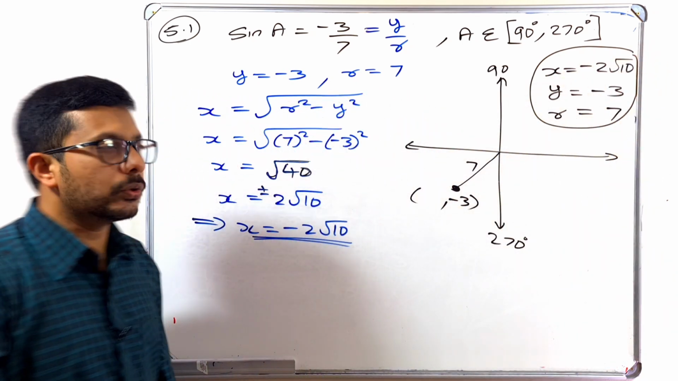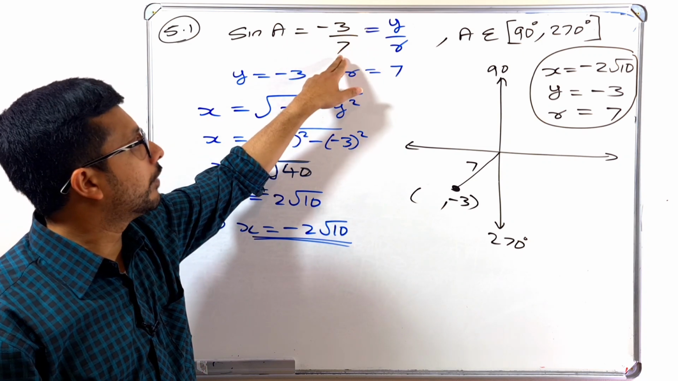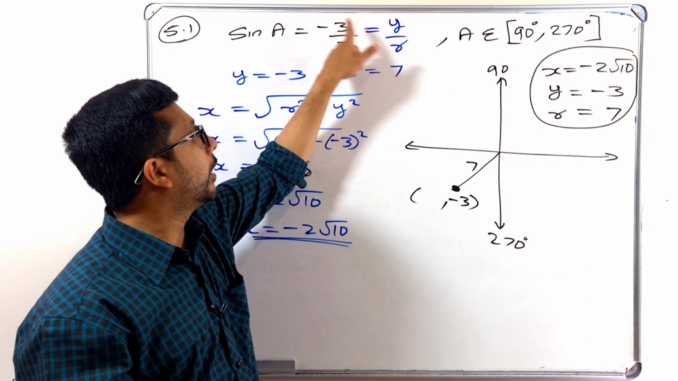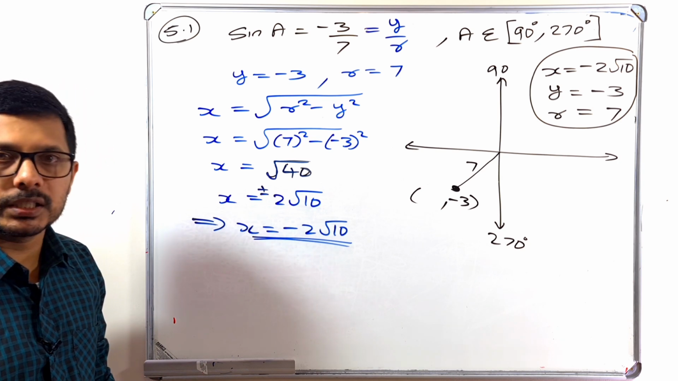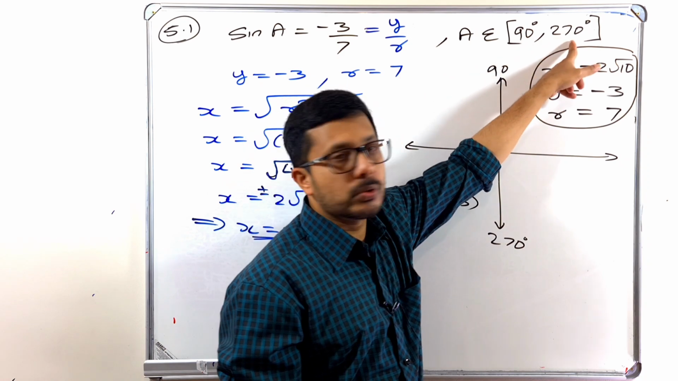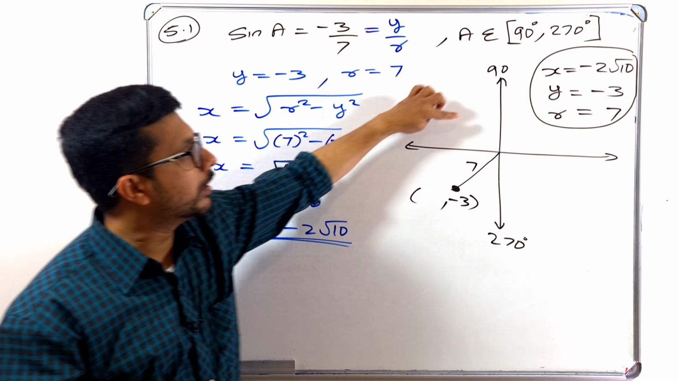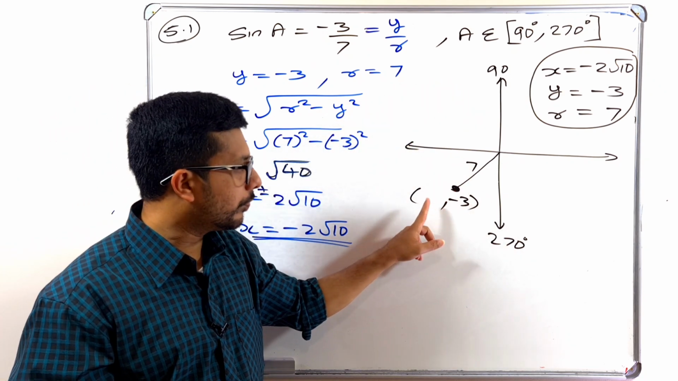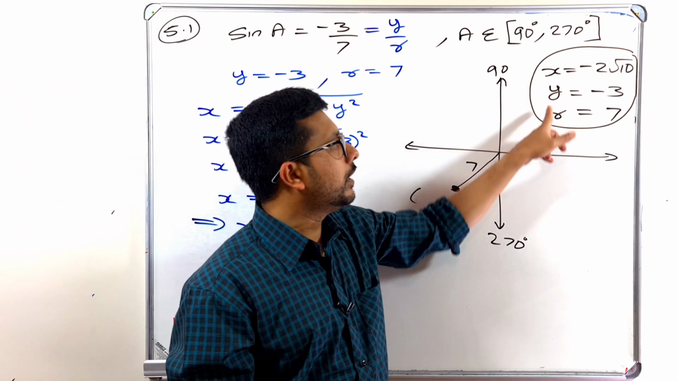Now listen once more. It is given that sine is negative 3 over 7. The definition of sine is y over r. So y is minus 3 and r is 7. We have to find the value of x with the help of a Cartesian plane. First you have to draw a Cartesian plane. From 90 to 270, it can be either in the second or third quadrant, but sine is negative. Here sine is positive, so the possibility is the third quadrant. Then we have to find the value of x like this. So these are the values of x, y and r.